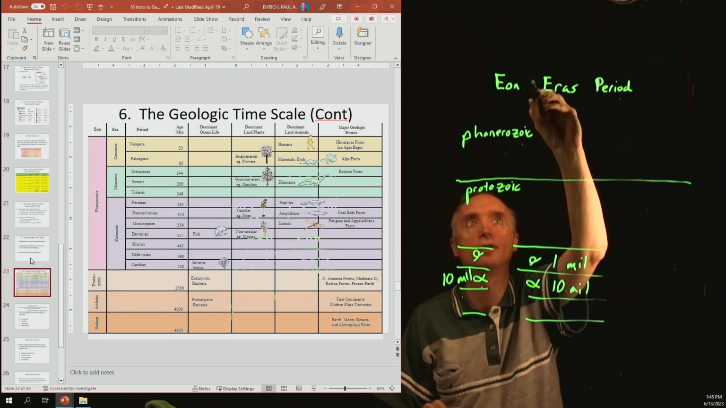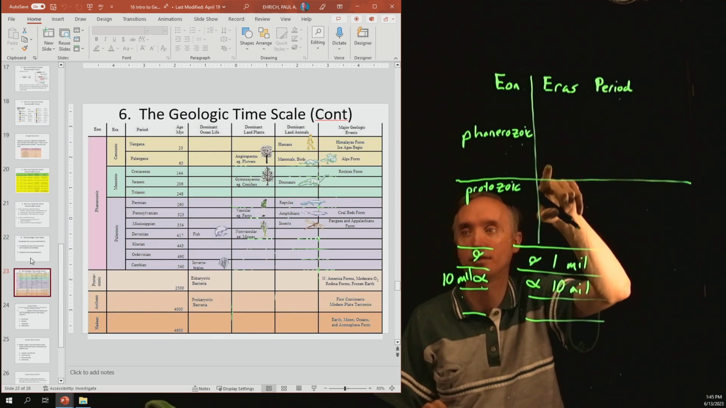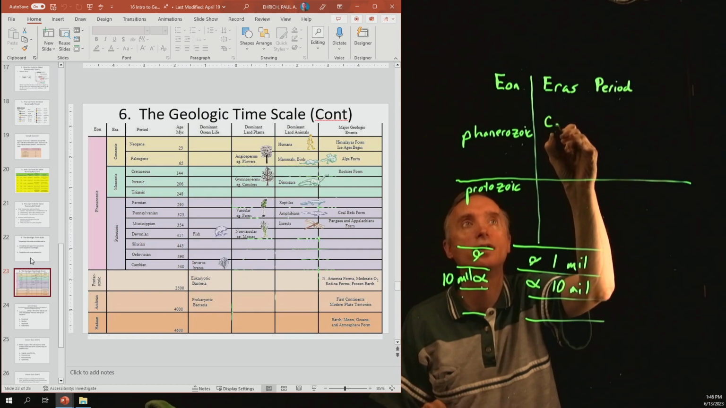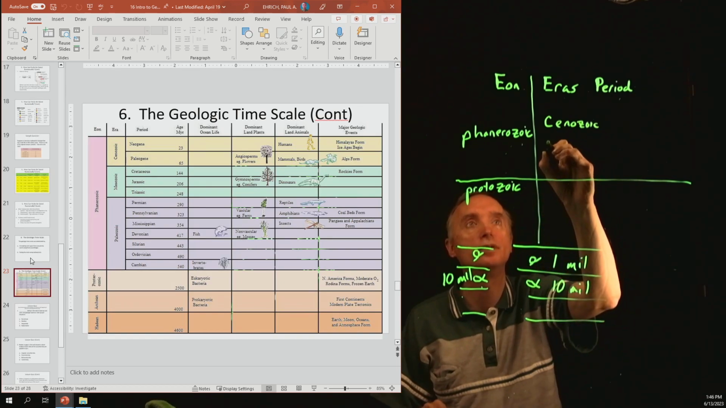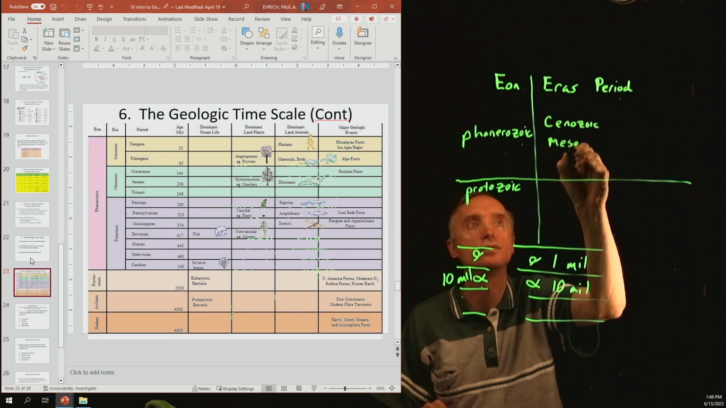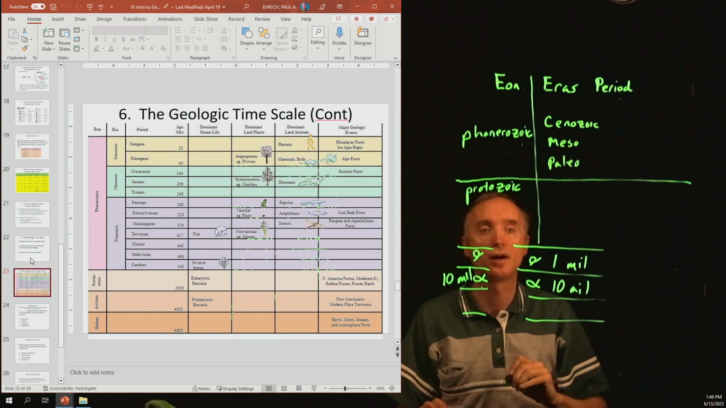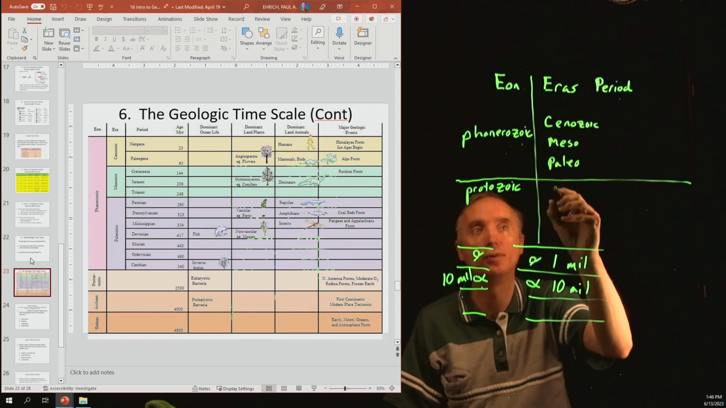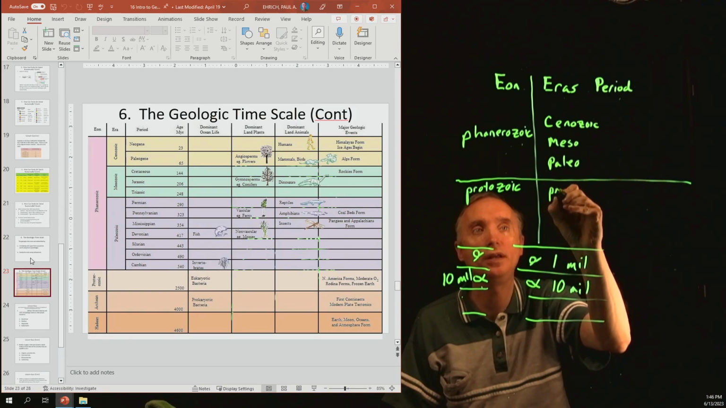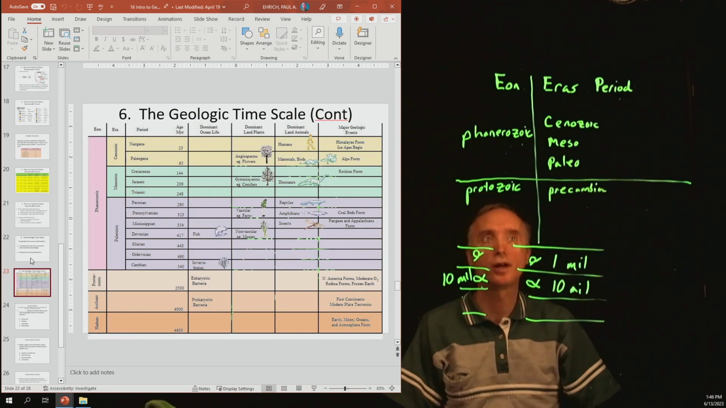Now the Phanerozoic is going to be divided up into 3 categories. So we're going to have the Cenozoic, and then under that the Mesozoic, and then underneath that the Paleozoic. So I'd like for you to know those 3 words. And then, now this isn't quite true, but we can call this the Precambrian down here. Okay, so that's what I would want you to know.